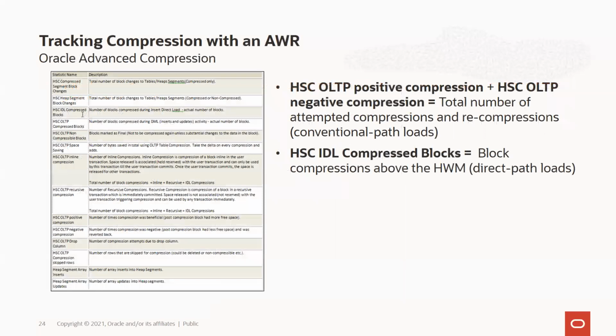With AWRs, there's a couple of calculations you can do to see whether you're using conventional path or direct path loads. This is useful if you're doing bulk loads, but you don't know what's going on underneath the covers, and you want to know whether you're doing a conventional path load or a bulk or direct path load. There are some simple calculations you can do based on these fields. And if one of these numbers is very high and the other one's very low, then you're probably doing that type of bulk load.